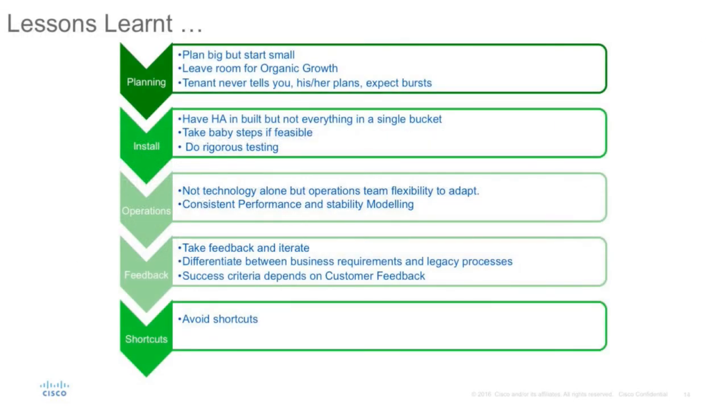Then these are the lessons learned. To quickly go over them: plan big, but start small. Have HA built into it, but do not look for all the features of high availability. Just start small and keep adding features as you need. One important piece of feedback is to differentiate between your business and technical requirements and the legacy processes you have.